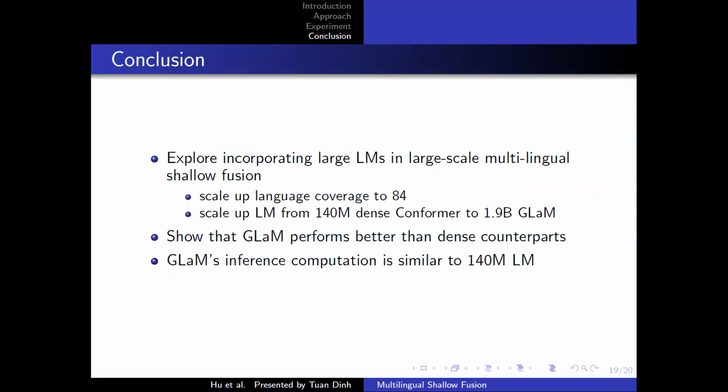In conclusion, in this study, the authors explore incorporating large language models in large-scale multilingual shallow fusion. Specifically, the authors scale up language coverage to 84 languages. And the authors scale up the language model from a 140 million parameters dense conformer to a 1.9 billion GLAM. The results show that GLAM performs better than dense counterparts, and GLAM's inference computation is similar to a 140 million parameter language model, which is impressive.